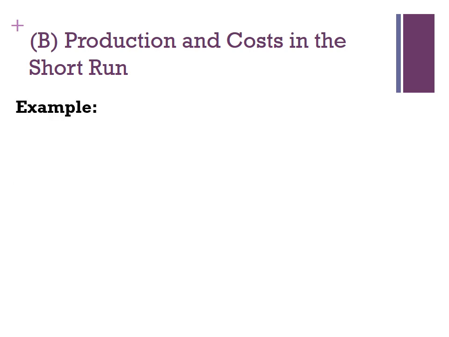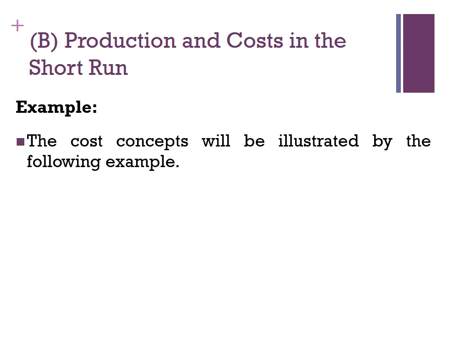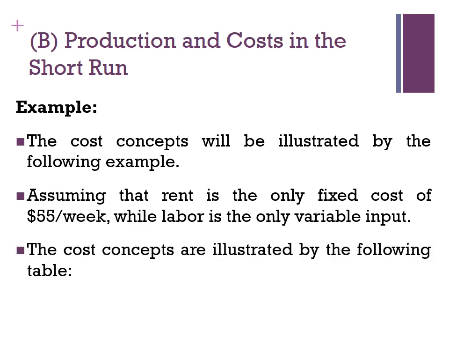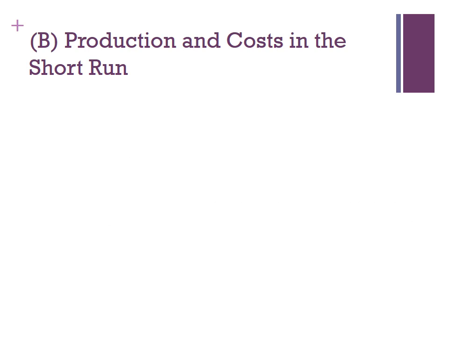Now, we can turn to an example to show how we can calculate the three different cost concepts in the short run and how these cost concepts relate to production in the short run. Assuming that rent is the only fixed cost and is equal to $55 per week, while labor is the only variable input in a certain firm, we can show the cost concepts using the following table. So let's concentrate and focus on this table.